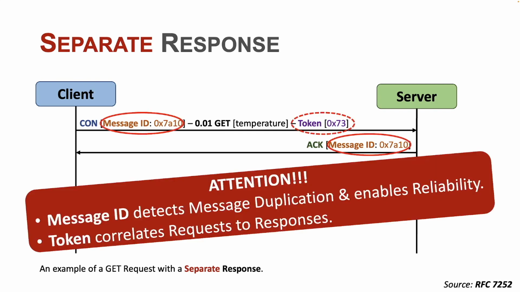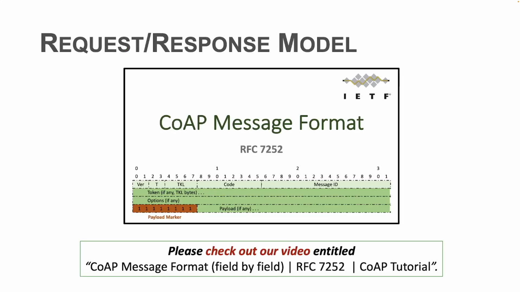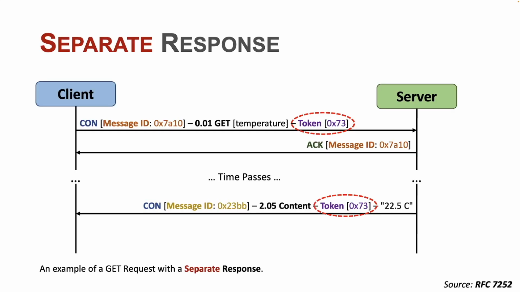Here it is important to mention that matching requests and responses is done with the token value and not with the message ID, because a response may be sent in a different message than the acknowledgement, which uses the message ID for matching. For more details on message ID and token value, please check out our dedicated video on CoAP message format. Now, when the response is ready, the server sends it in a new confirmable message and without modifying the token value. This new confirmable message, in turn, needs to be acknowledged by the client.